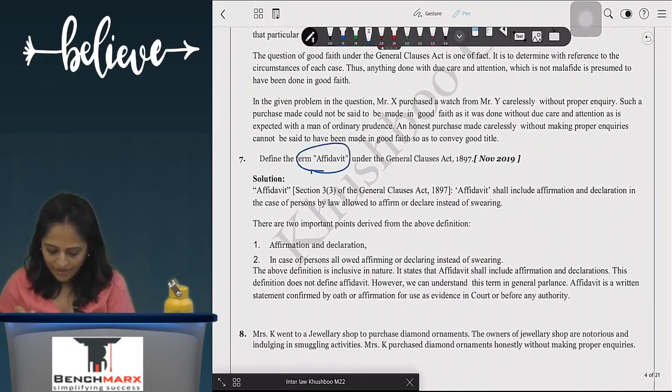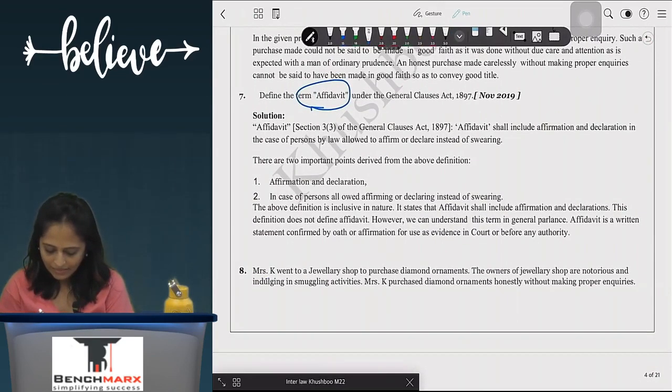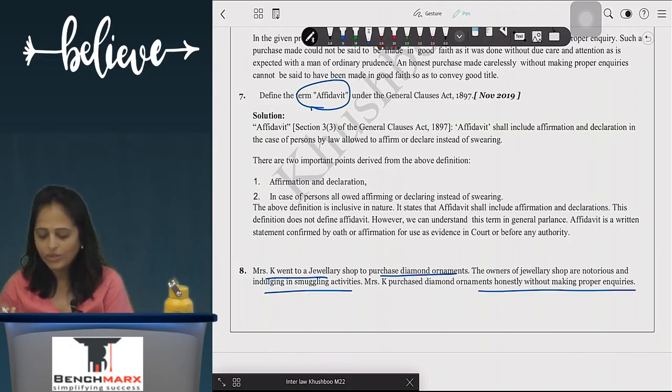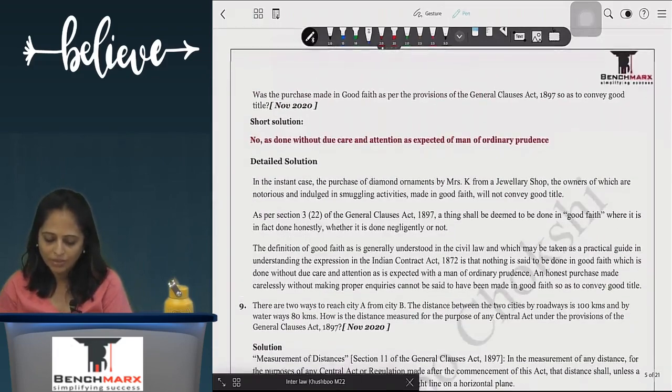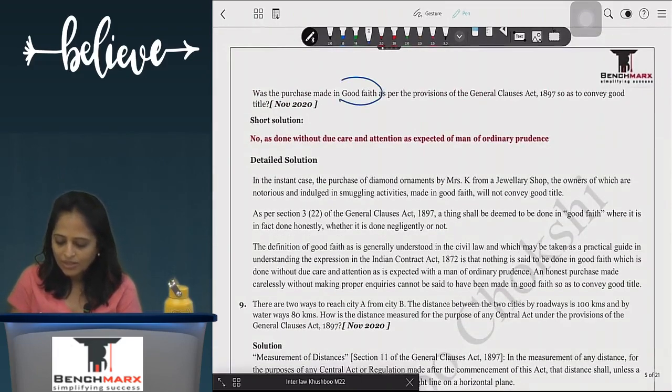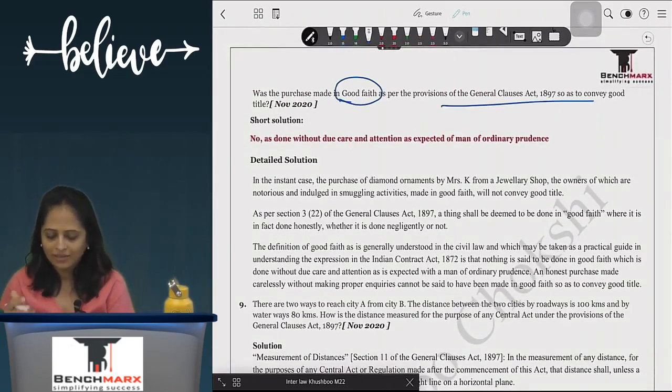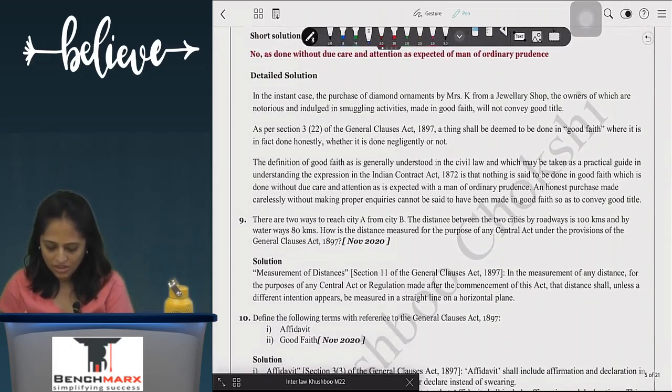Define the term affidavit. Mrs. K went to a jewelry shop to purchase diamond ornaments. The owner of the jewelry shop is notorious and indulges in smuggling activities. Mrs. K purchased diamonds honestly without making proper inquiries. Whether it was done in good faith. Same question, only the name and the scenario changed a little.